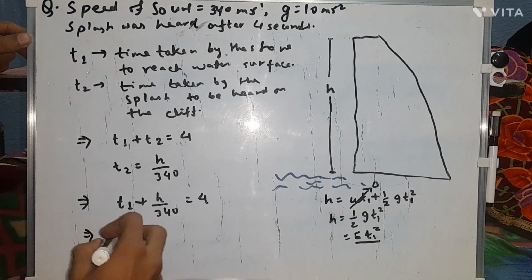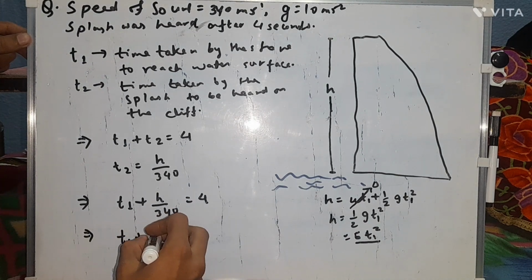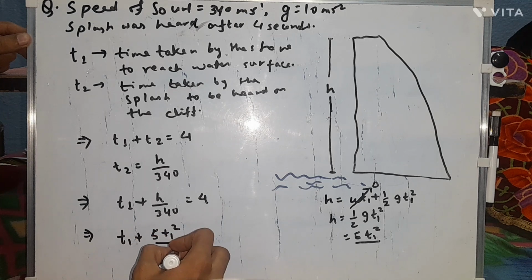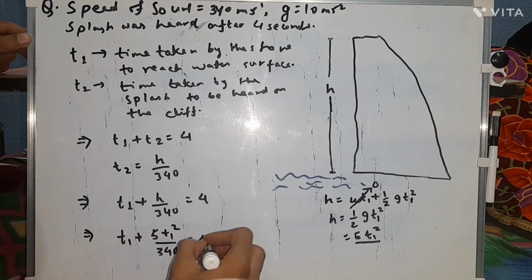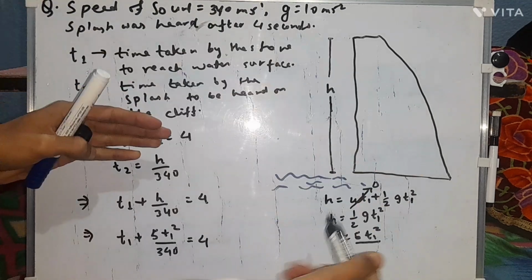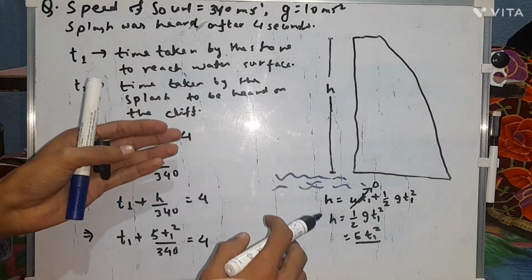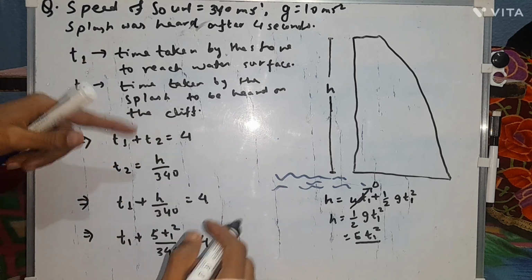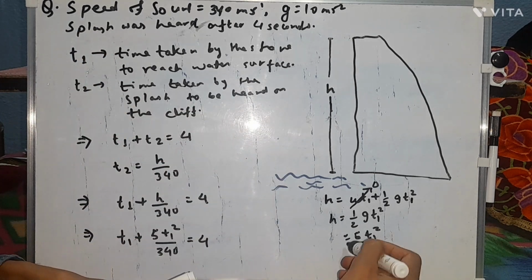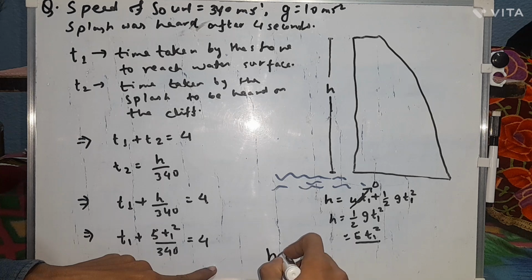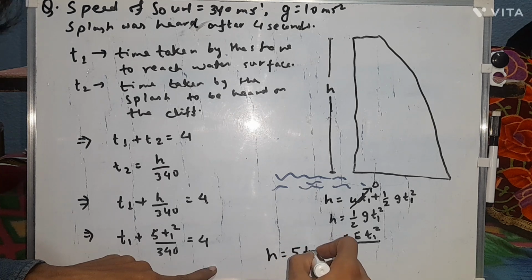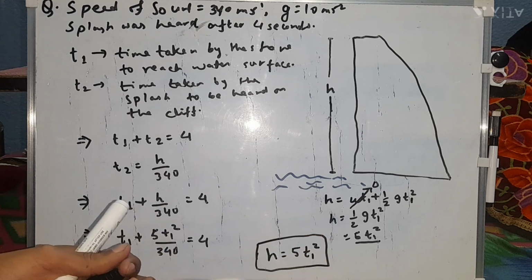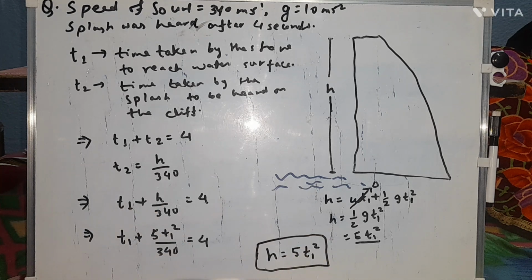So we can put the value of h here as 5 t1 square, and the rest is a quadratic equation. On the next page there will be a quadratic equation, and we will solve it to get the value of t1. With the help of t1 we will get the value of h very soon, because we have a relation for h, which is h equals 5 t1 square, and that's our objective. So stick along with me.